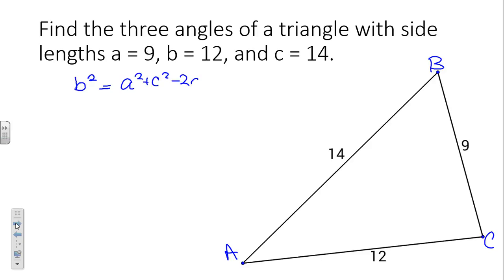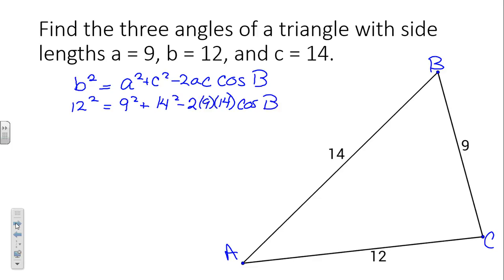Exactly, minus 2ac, and then the cosine of B. And we're going to have to move things around. So let's plug things in. We know B is 12, we know A is 9, we know C is 14. Then 2 times 9 times 14 times the cosine of angle B, which is what we're trying to find. So we write all of our stuff, substituting all of our variables in.